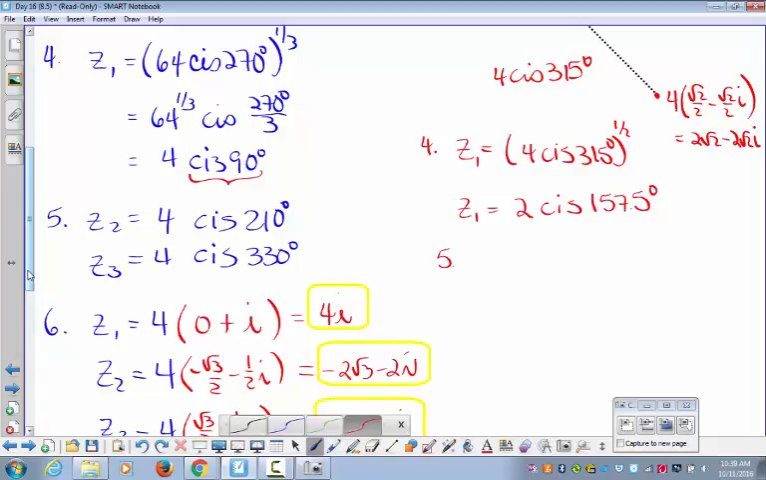And we only have one other solution. The only other solution is Z2, same radius, 2. And then we have to add 180 to that. So put a 180 up there, add those two together. And we get 337.5 degrees. So those are our two solutions, 180 degrees apart. Clearly neither of those angles is a multiple of 30 or 45, so we have to type it into the calculator.